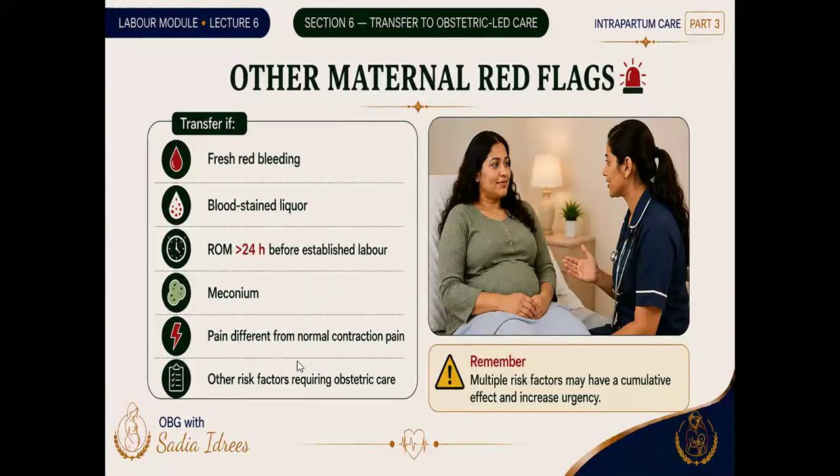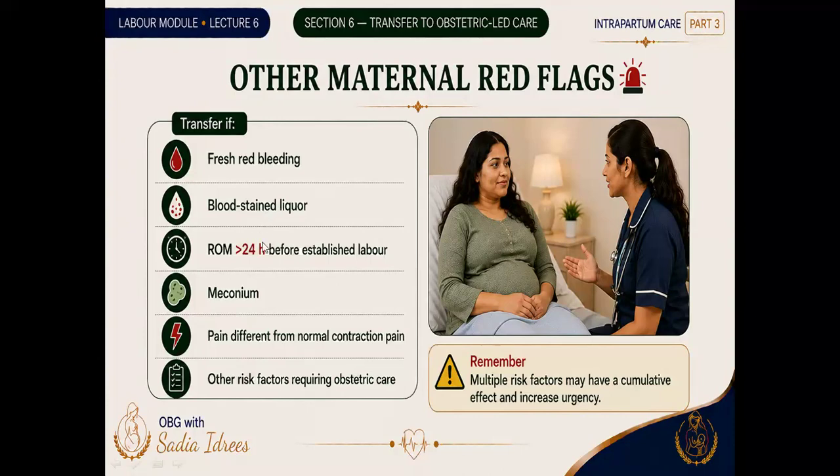Now, not all the red flags come from the observation chart. There are several other clinical findings that should make us reconsider whether midwifery-led care remains appropriate. So first, fresh red vaginal bleeding. Remember that a small amount of blood-stained mucus, the normal show, is different from significant fresh bleeding. Next is blood-stained liquor. Consider transfer if the membranes ruptured more than 24 hours before the onset of established labor. Why does duration matter? Because prolonged rupture of membranes increases the concern about infection.